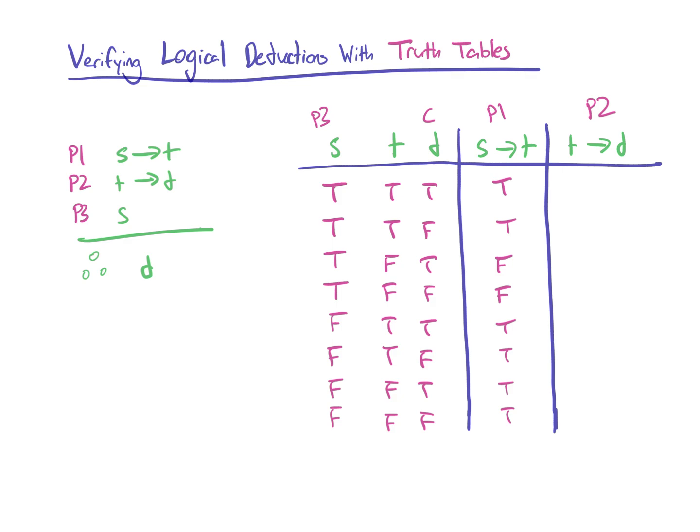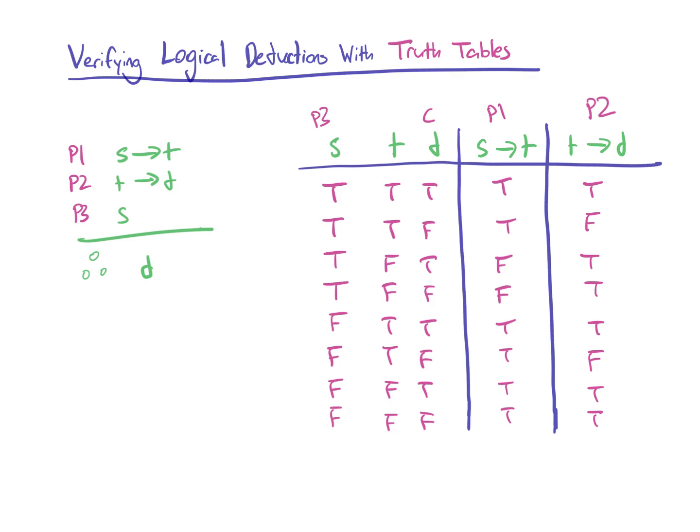All good. T implies D, basically the same exercise. We can't have T be true and D be false. On the other hand, when T is false, we are all good. This one is fine too, but then in the sixth line, T is true, but D is false, not okay. And then here, false, true, true again. Okay, great.